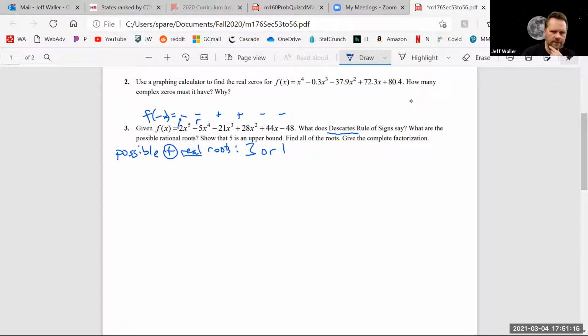So how many sign changes do we see? 2. I like it. So possible negative real roots is 2 or 0. All right, I love it. You guys with me? So was Descartes a lot of help?